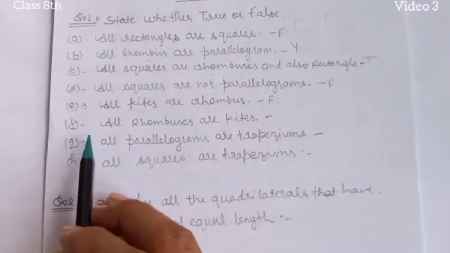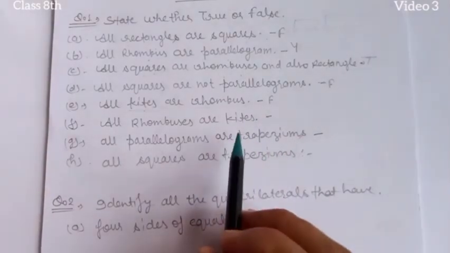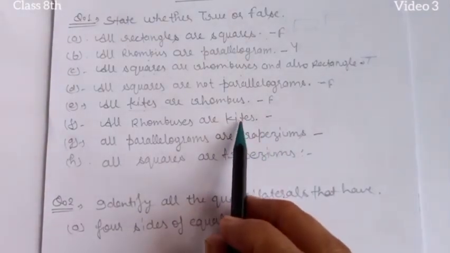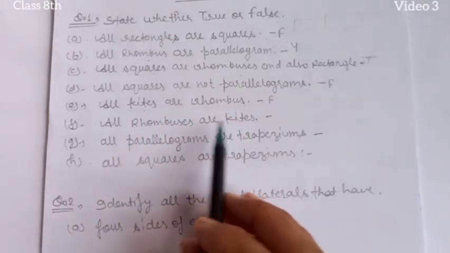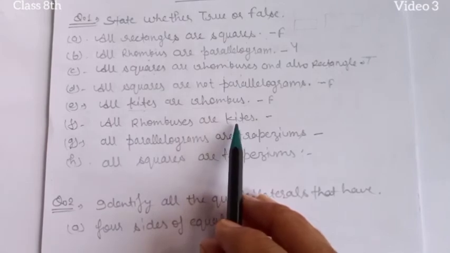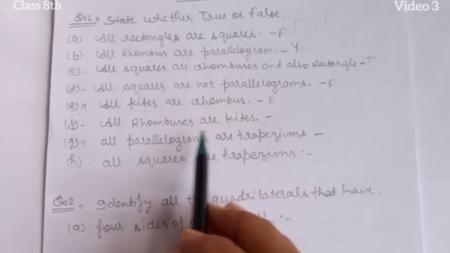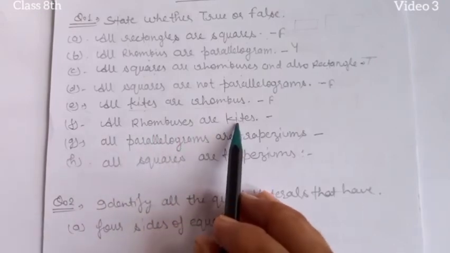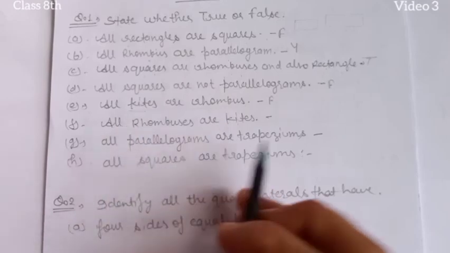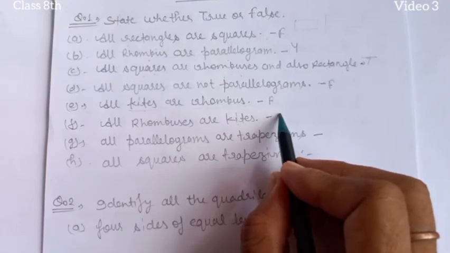Let's see the F part, all rhombus are kites. You know that in kites adjacent sides are equal. In a rhombus all sides are equal, so this statement can be true. For the other property, in kites one pair of opposite angles is equal, but here all opposite angles are equal. So this statement is also true. This whole statement is true because all rhombus are kites.